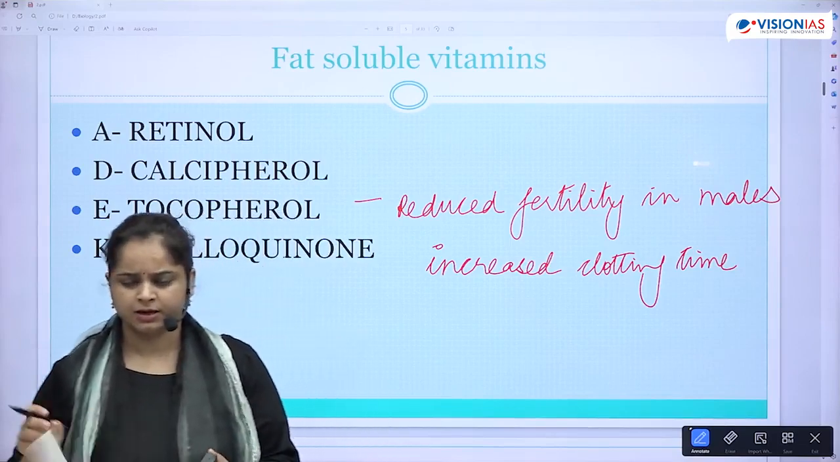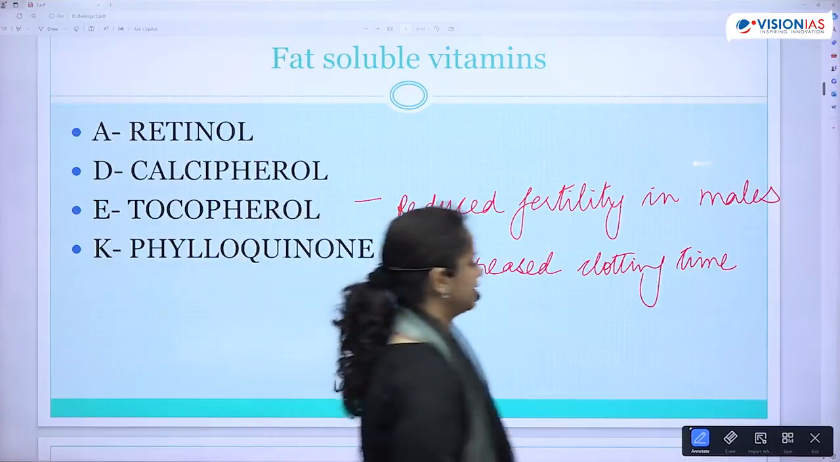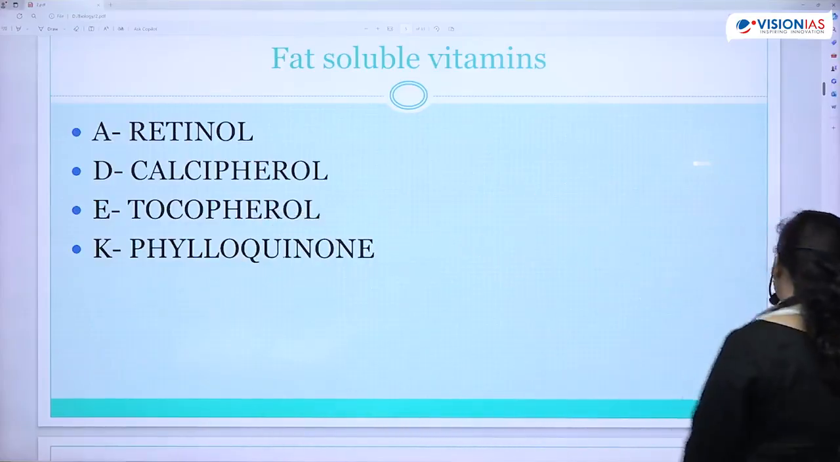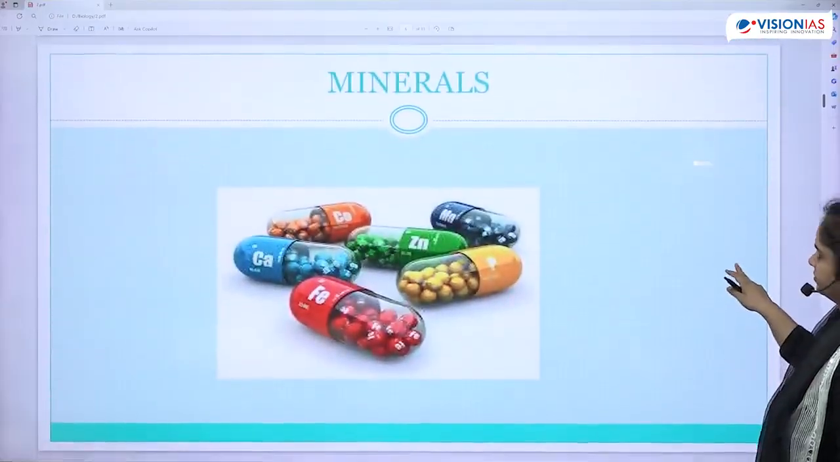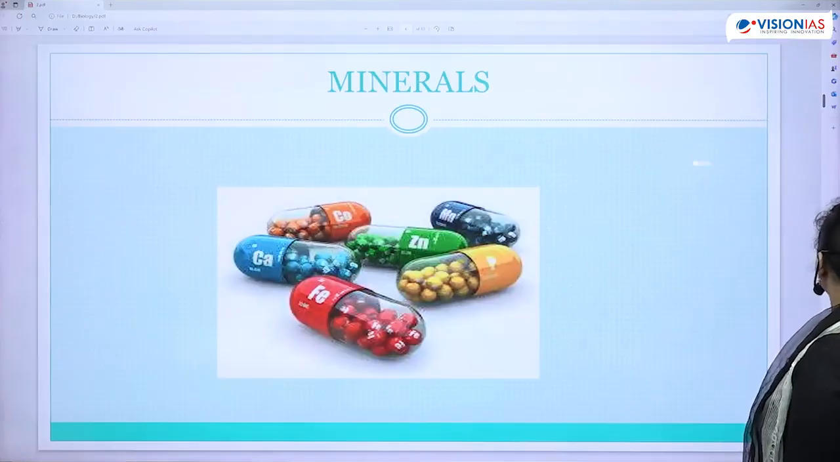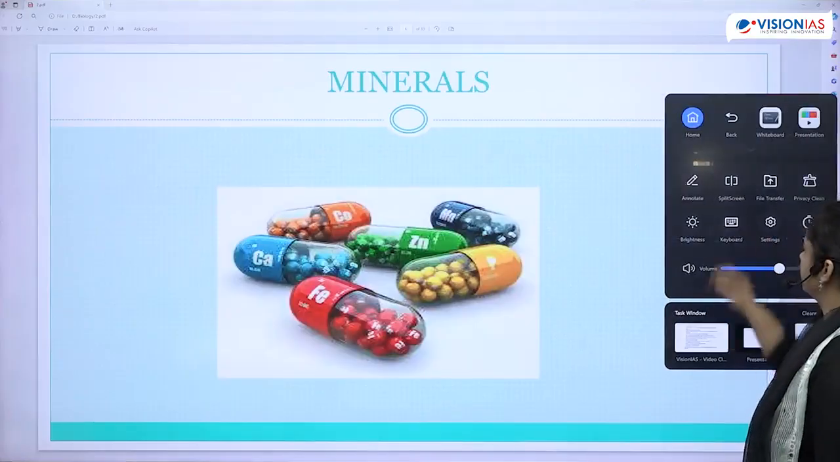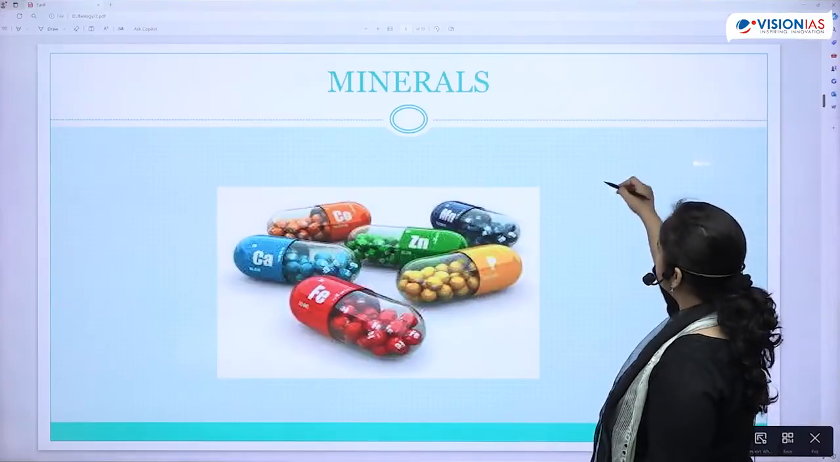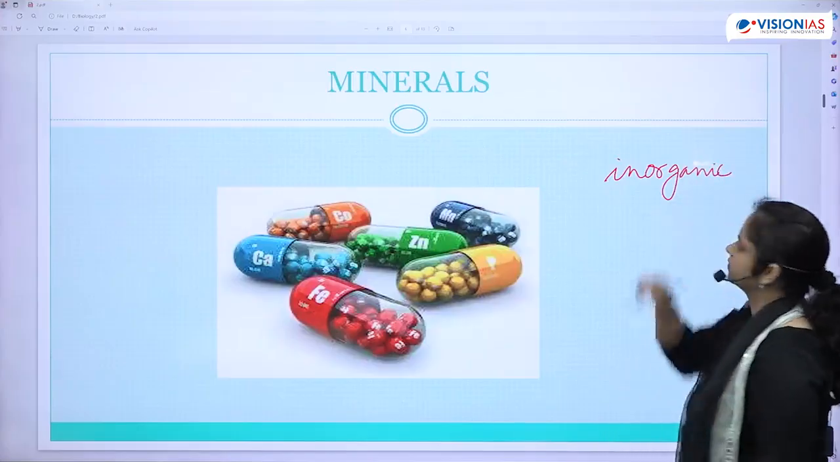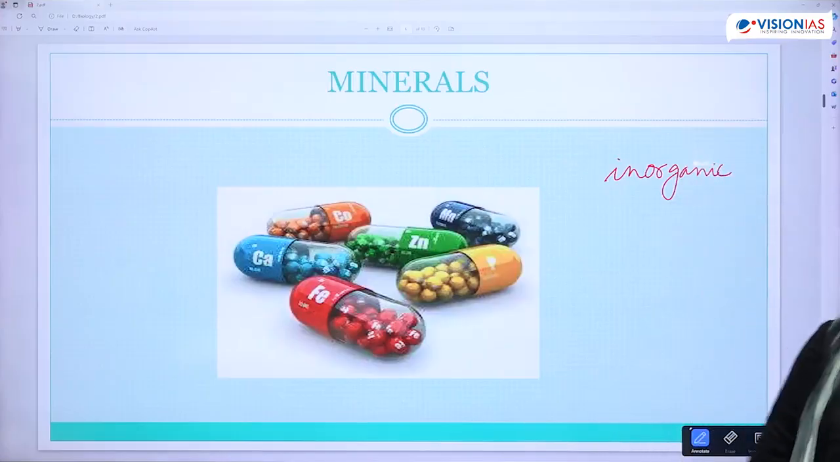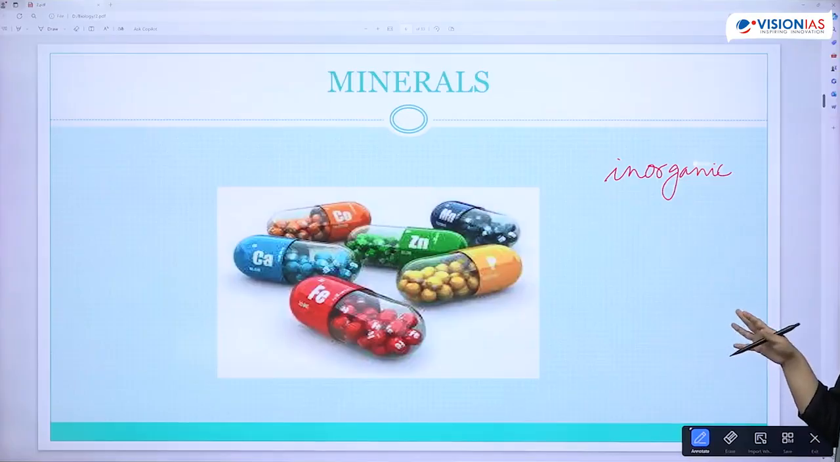After this, we will go to the minerals. The second micronutrient is the minerals. Minerals are inorganic. Vitamins were organic in nature. Minerals are nutrients which are inorganic. They don't have anything to do with carbon, its structure, anything like that.